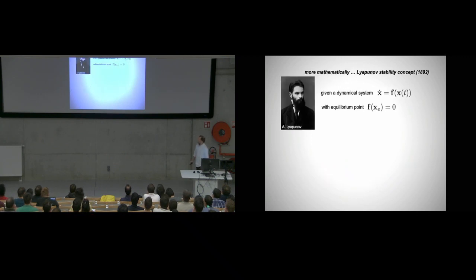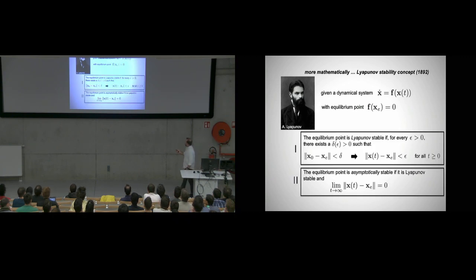The person that first mathematized the whole concept is Lyapunov. He also started out with a dynamical system, x dot is f of x of t, with an equilibrium point, just like before. And then he wrote a paper in 1892 that suggested two stability concepts. So there's Lyapunov 1 and there's Lyapunov 2, both in the same paper.